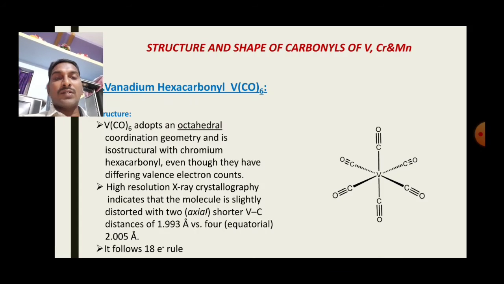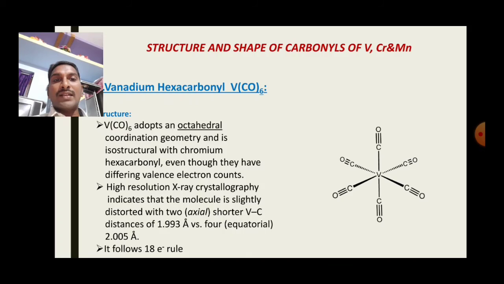They are isostructural to each other. This is a notable point, because even though they have different valence electron counts and do not have the same number of electrons, they are isostructural with each other.